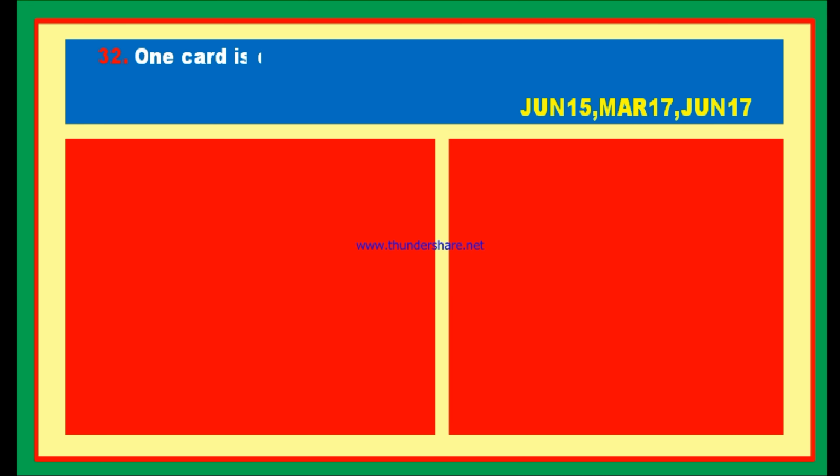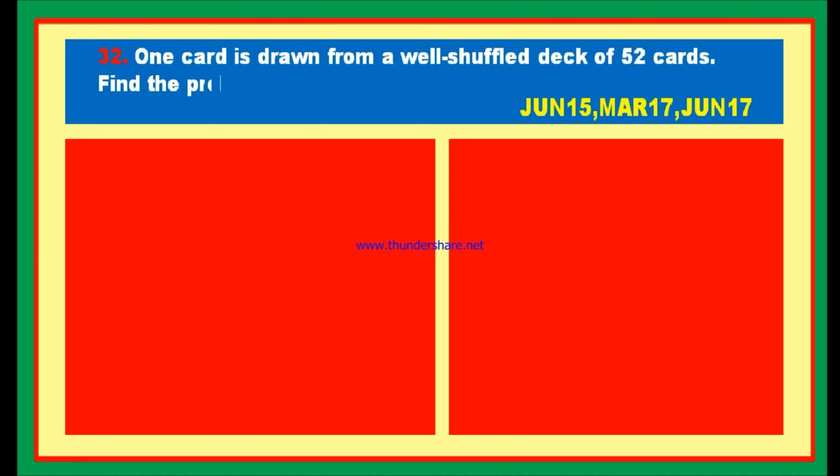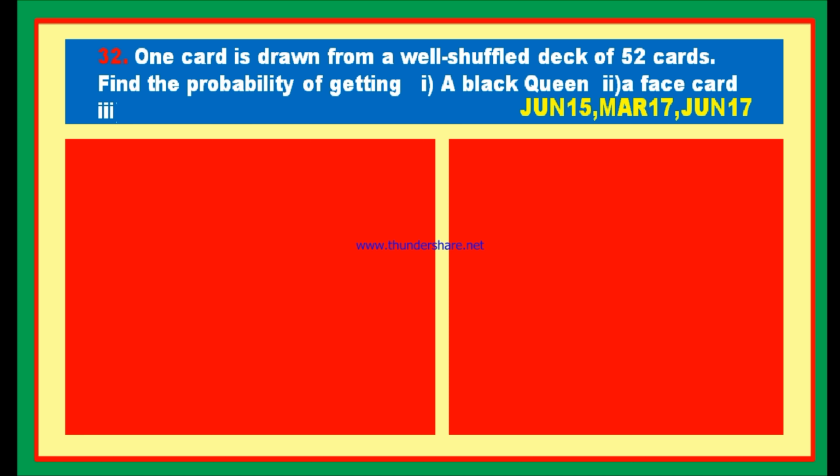Another question now. One card is drawn from a well-shuffled deck of 52 cards. Find the probability of getting a black queen, a face card, a red face card, and a red jack. I shall repeat. One card is drawn from a well-shuffled deck of 52 cards. Find the probability of getting a black queen, a face card, a red face card, and a red jack. This question has appeared almost 3 times in AP.